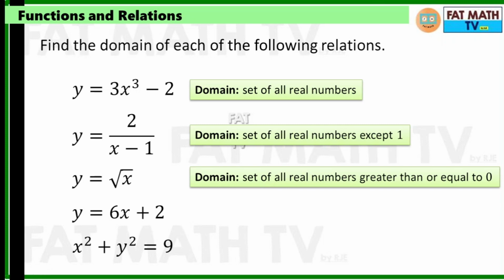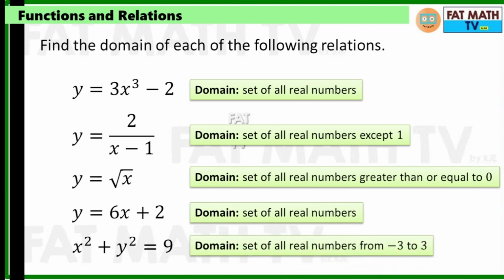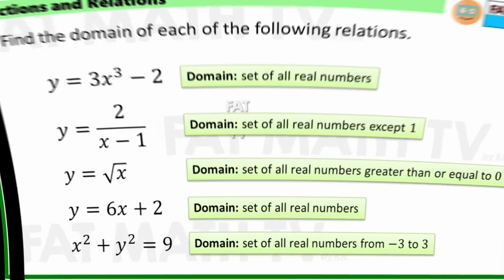So these will be functions. And then y equals 6x plus 2: the domain is the set of all real numbers. And for this one, the domain is the set of real numbers from negative 3 to positive 3. So that's it for functions and relations.